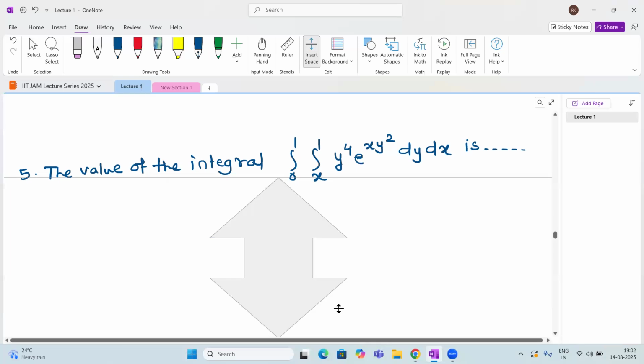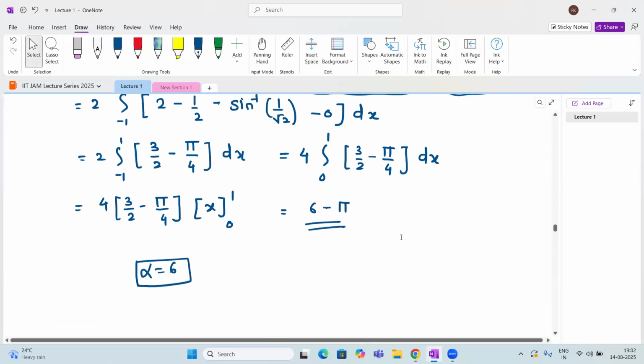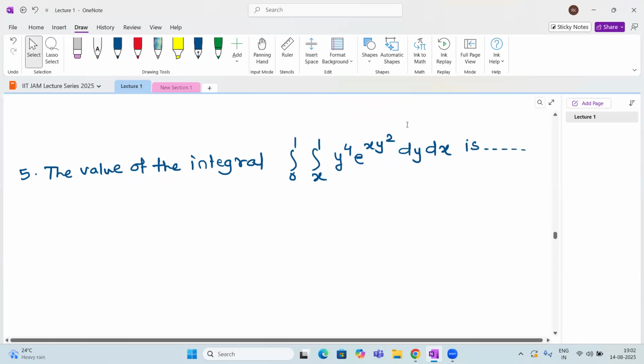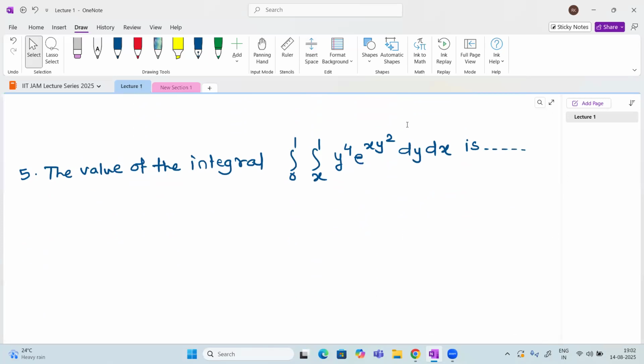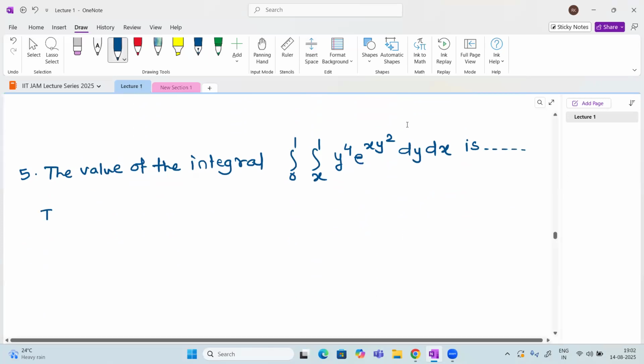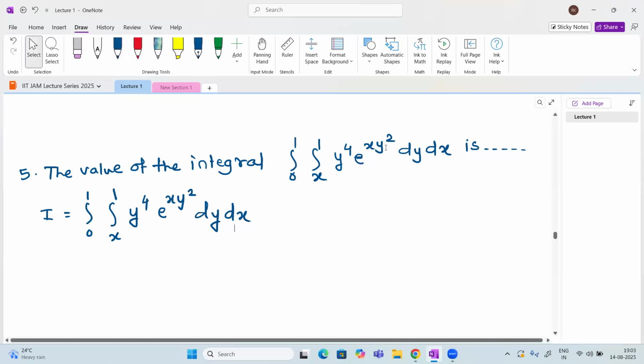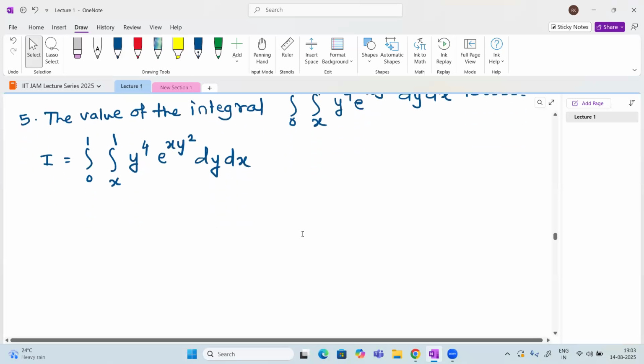So this is our today's first problem. Just a minute. Yeah, this one we have solved. Tell me how to solve this one. What do you think? Let me write first: I is equal to the integral from 0 to 1, x to 1, y raised to 4, e raised to x y square, dy dx. What shall we do? By changing the order of integration, we can do this. Yeah, very good, very good.